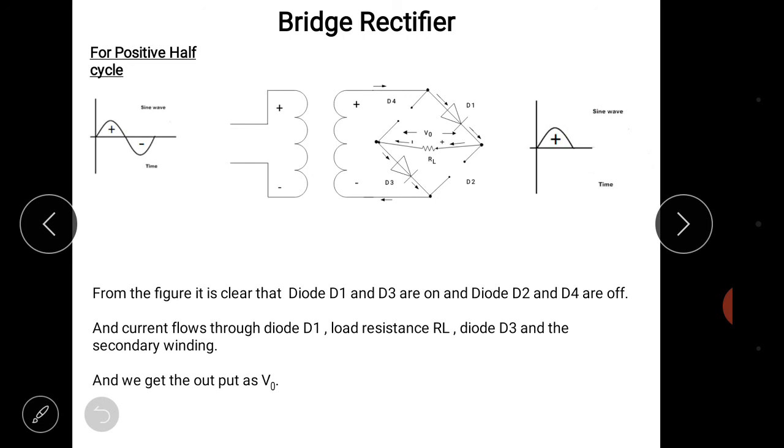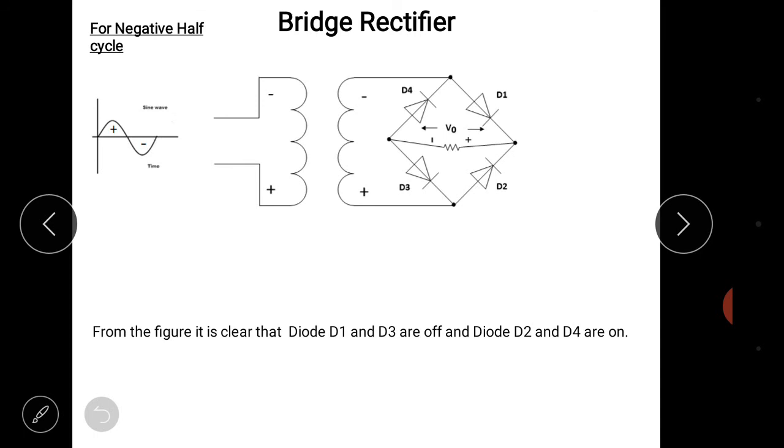Because current is now flowing through the load, we get the output V0, as is also shown in the rightmost part. We are getting an output voltage which is almost the same as the input voltage for the positive half cycle, and the direction of the load current is from right to left in this case.